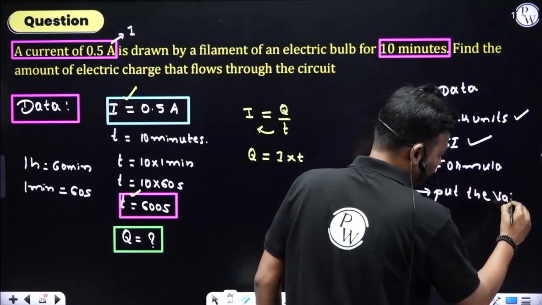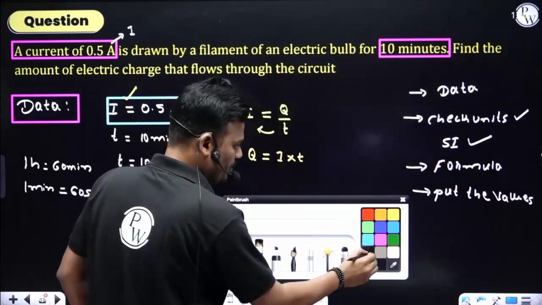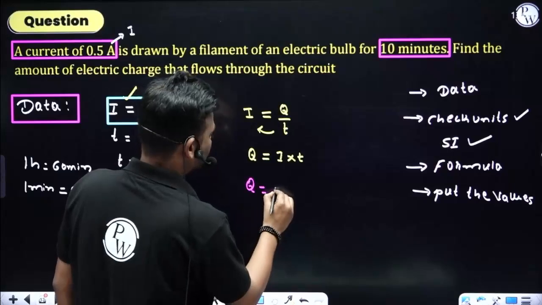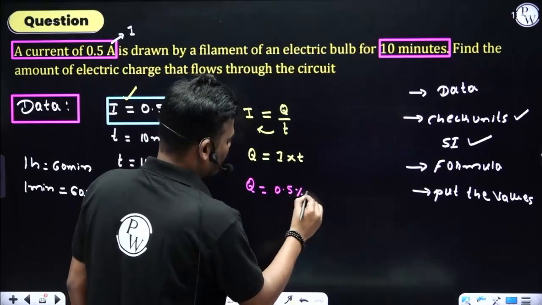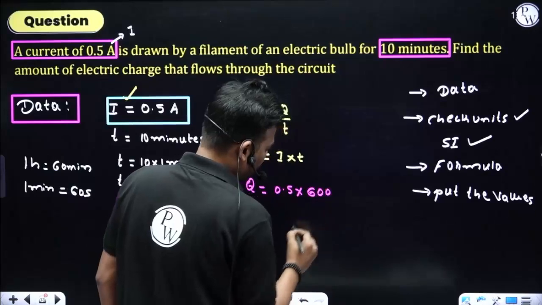Put the values in the formula. So substitute the values. Q as it is. What about the I value? That is 0.5 into 600. Time is 600 seconds.